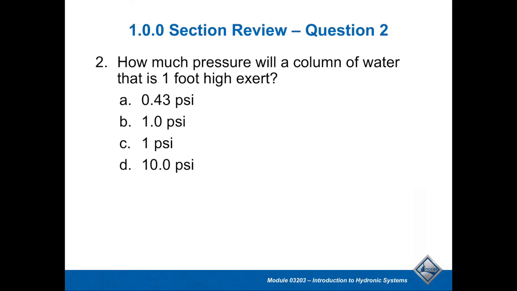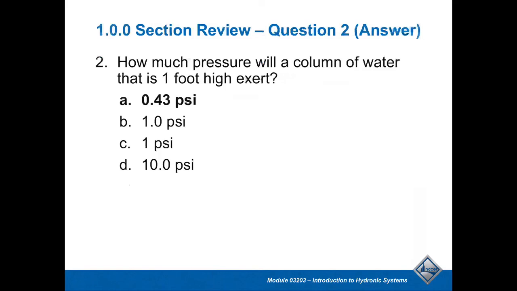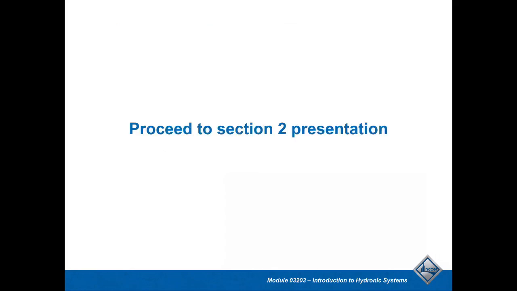The next question says, how much pressure will a column of water that's 1 foot high exert? Now remember the equivalent: every 2.31 feet you had a PSI. If we take that and divide it out, it comes out to 0.43 PSI. That is one of my conversions or equivalents, so this is a good one for you to remember. A foot is equal to 0.433.